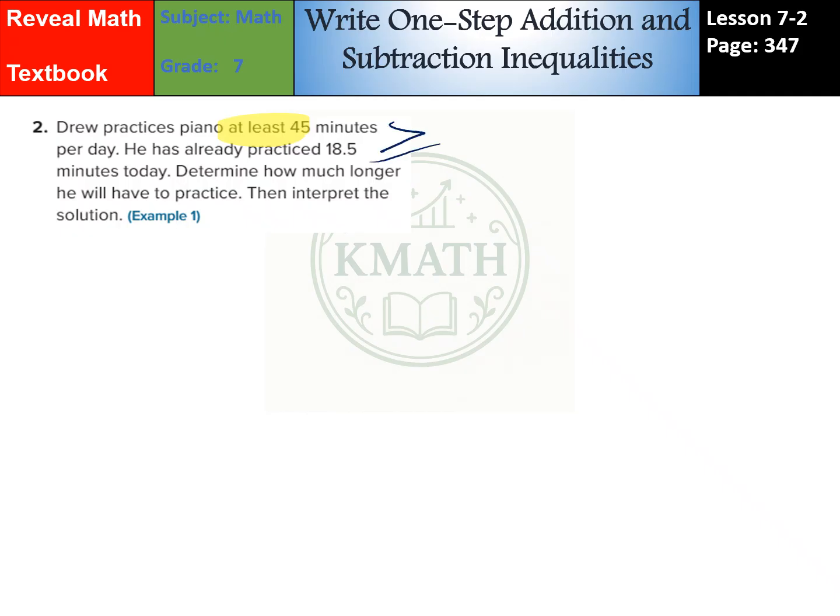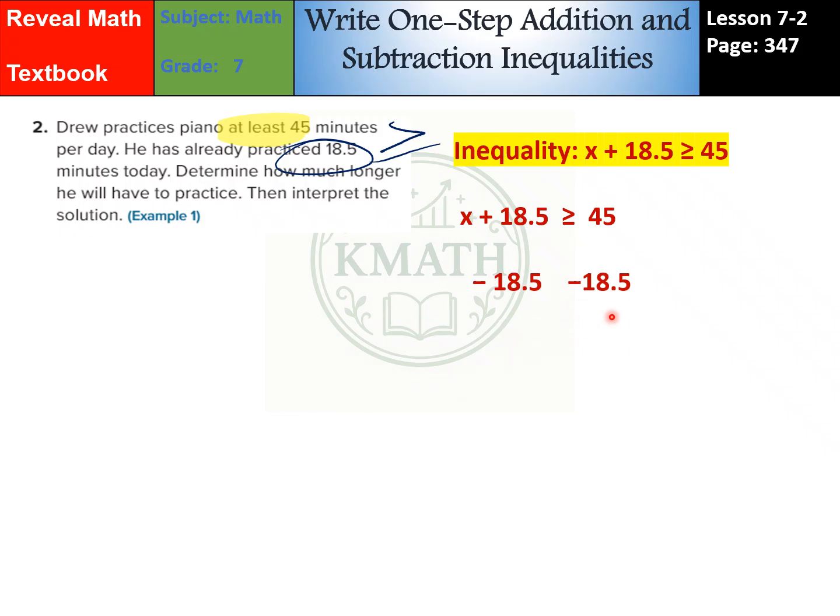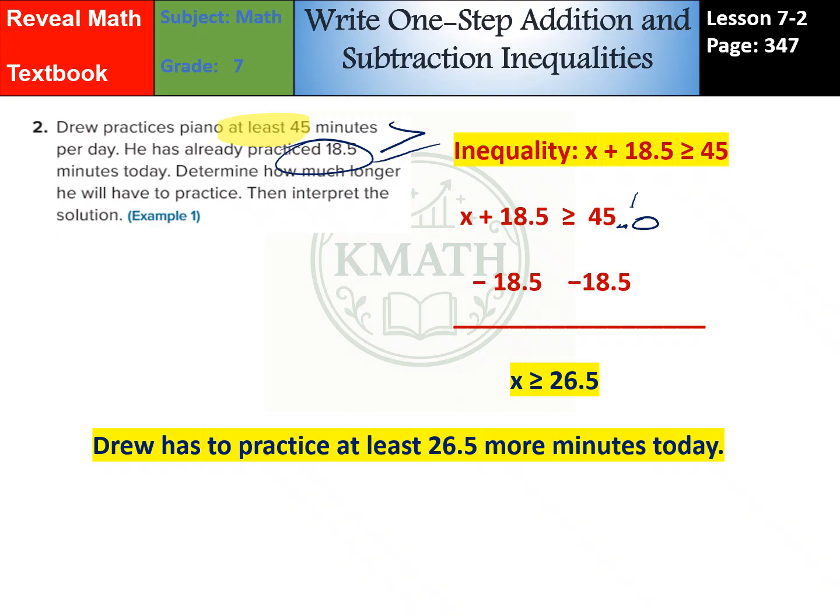Now he has already practiced 18.5, so 18.5 plus X is greater than or equal to 45. Now how will you solve it? We will subtract 18.5 from both sides. We have 45.0, then subtract it: borrow 1, 10 minus 5 is 5, and 44 minus 18 is 26. So X is greater than or equal to 26.5. Drew has to practice at least 26.5 more minutes today.